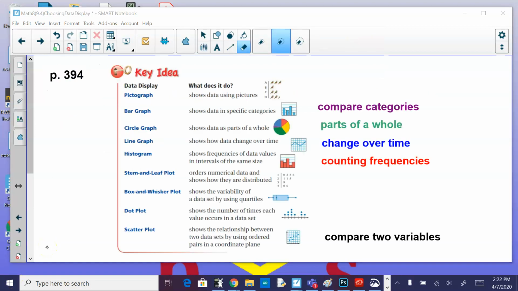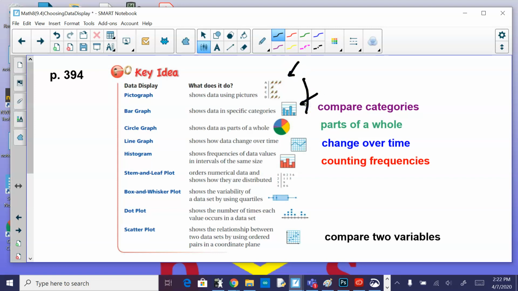So if you go to page 394, there's a really good summary of all different types of data displays. Some of them you might have seen, probably most of them. So if we look at the first two, pictograph and bar graph are really good when you want to compare different categories of things, like you've taken a count and you want to compare how many of something happened or how many of something you have, and you're comparing those by categories. So pictograph has pictures. Okay, the bar graph has bars.